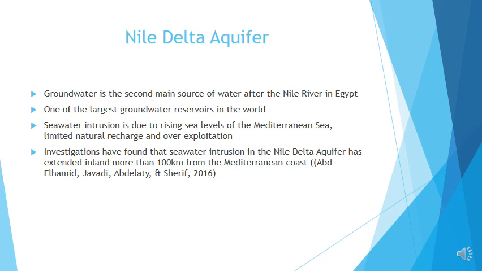However, the aquifer is subjected to severe seawater intrusion. This is due to a variety of reasons, the main ones being rising sea levels of the Mediterranean Sea, limited natural recharge, and overexploitation of the aquifer due to the massive population increase. Investigations have found that seawater intrusion in the Nile Delta aquifer has extended inland more than 100 kilometres from the Mediterranean coast.